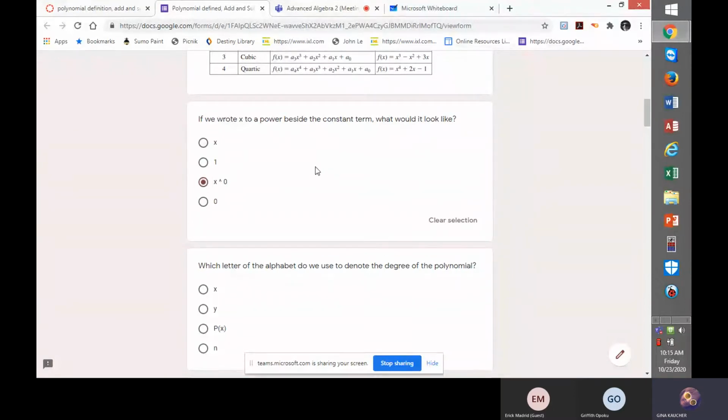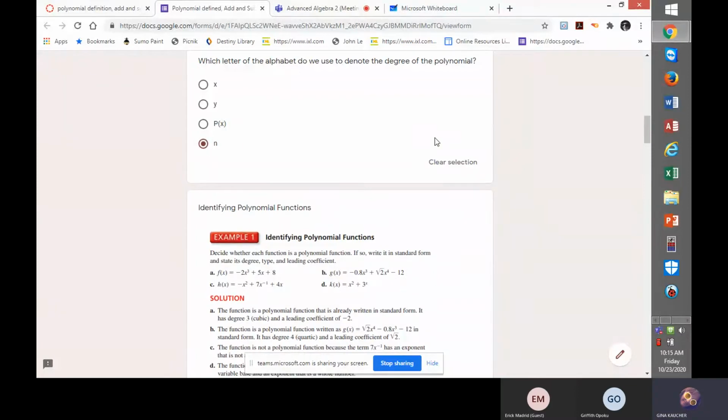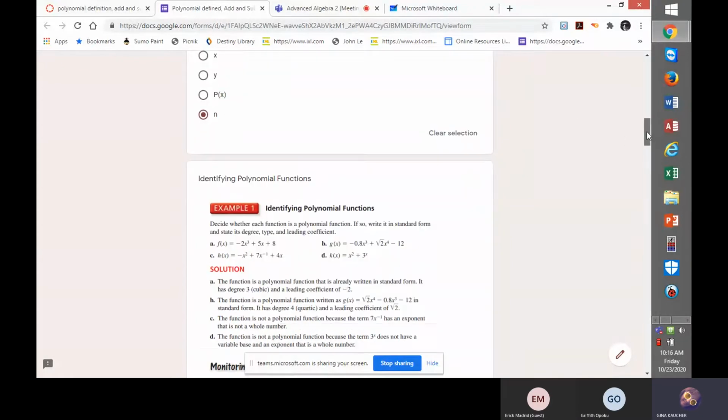So the reason you don't see x to the 0 is because last lesson, remember when we did exponents, anything to the 0 power equals 1. So that's why you never see x to the 0 there, because it's 1, and so we don't write it. We don't have to, so we don't want to do that extra writing when we don't have to. Which letter of the alphabet do we use to denote the degree of the polynomial? X, Y, P of X, or N? N is correct. So instead of having to write out the word degree, you can just put like n equals 5 instead of the degree of the polynomial is 5. See how much writing that saves you?